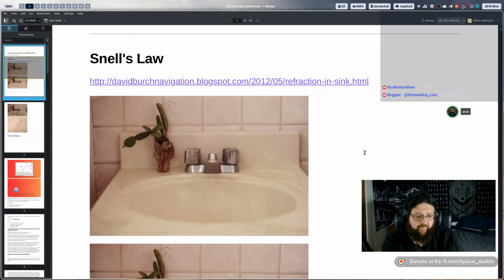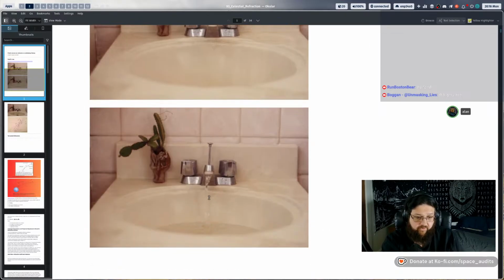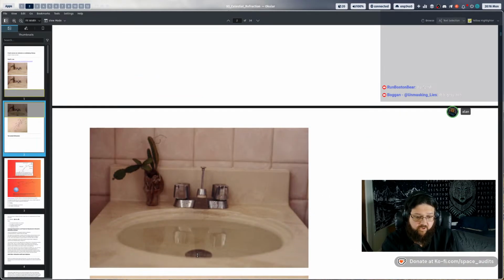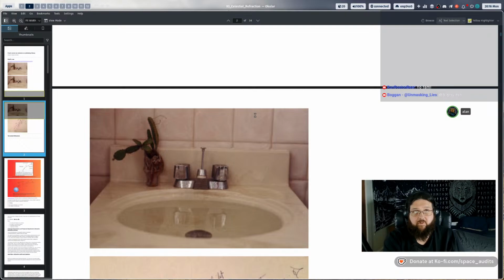So here we have a simple example of Snell's law. We have the drain here at the bottom of the sink. When there's no medium in between you and the sink, you can't see it. When you fill the sink with water, you can see the drain. It has a lifting effect. Now, terrestrial refraction, assuming a uniform lapse rate, will lift objects proportionally vertically to create this effect.